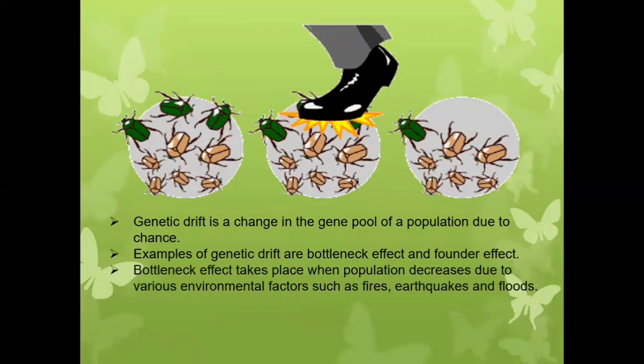Pag sinabi po nating bottleneck effect, it takes place when population decreases due to various environmental factors such as fires, earthquakes, and floods. So, yan pa yung epekto, nagiging effect bakit nagkakaroon ng genetic drift.